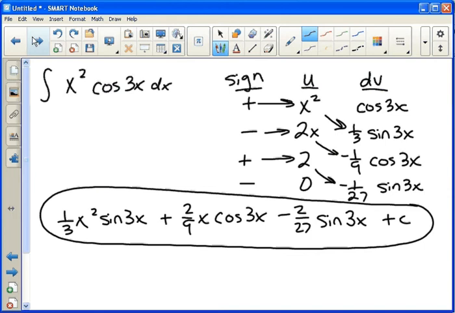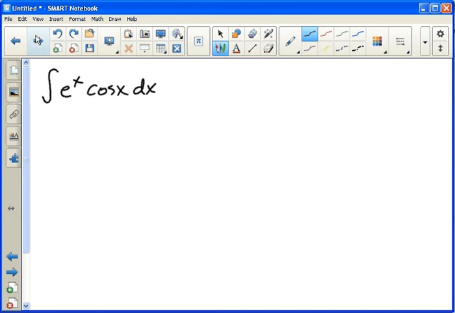Okay, the last example I'm going to show you is a little bit of a tricky one. And this trick is going to need to be utilized any time your u is a trig function. The only time it's going to happen really is when you combine an e and trig, like we have here. So if you look back at LIATE, L-I-A-T-E, trig comes before e, so trig is what will be our u. U equals cosine x, dv equals e to the x dx. So du will be negative sine x, and v, the antiderivative, will be e to the x.